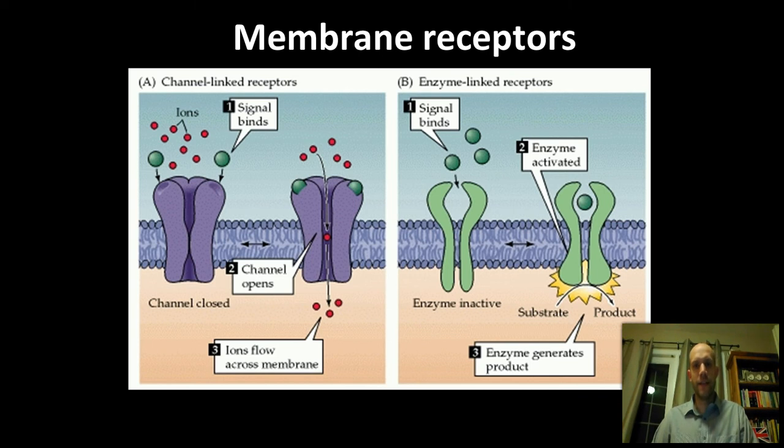Example B here is an enzyme-linked receptor. So the signal binds on, and that activates this enzyme to operate on the inside of the cell. So this will typically be something like a protein kinase that we mentioned before. It'll phosphorylate something, creating a chain of events within the cell.